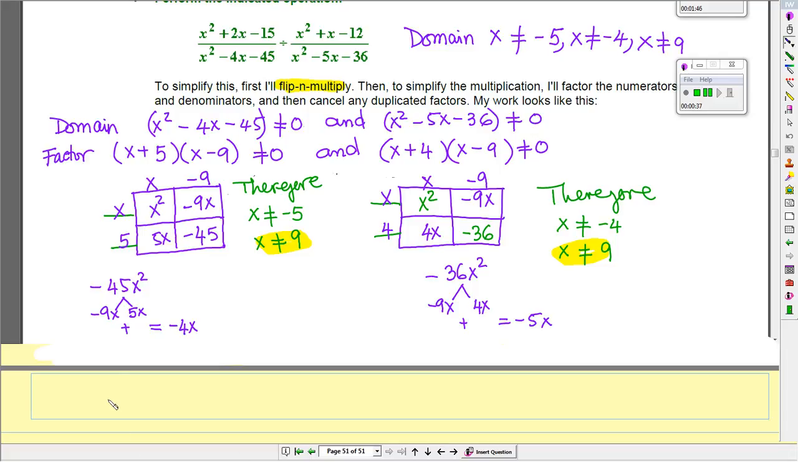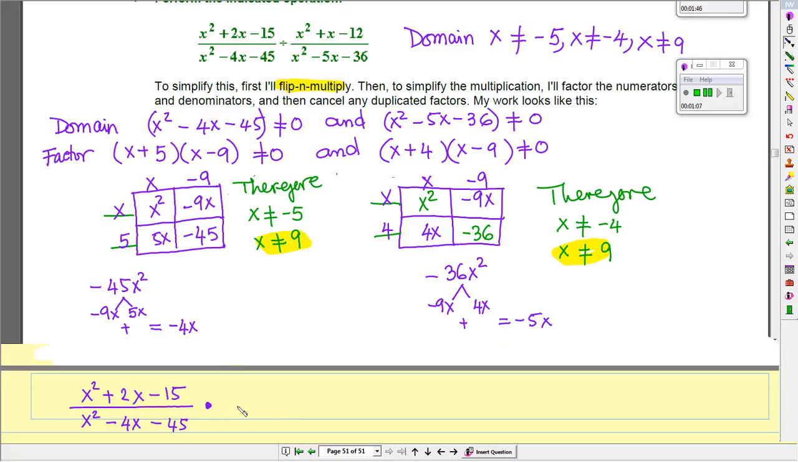The first thing we want to do is keep the first fraction the same. So we have x squared plus 2x minus 15 as the numerator, and the denominator is x squared minus 4x minus 45. Now we flip the second fraction and multiply.